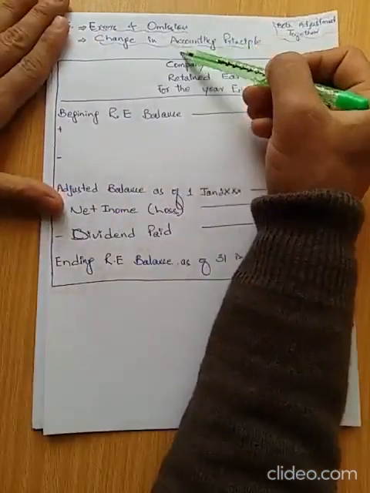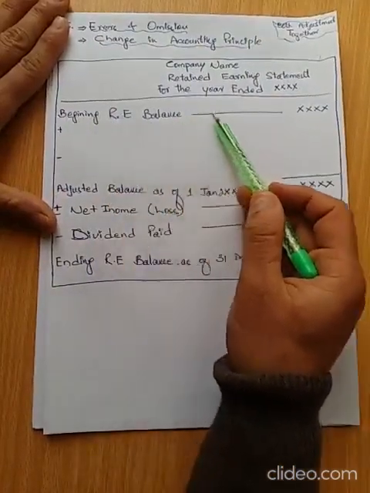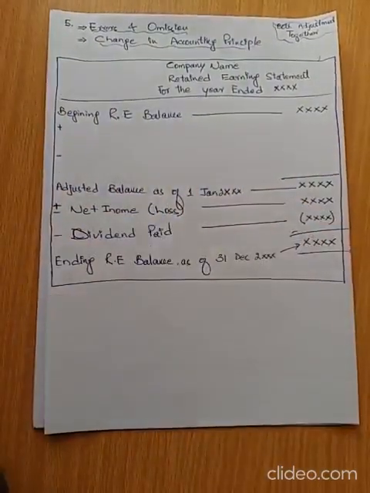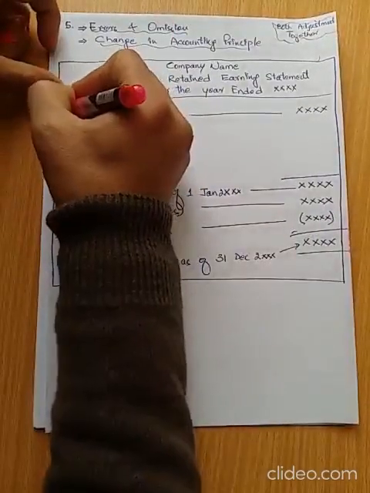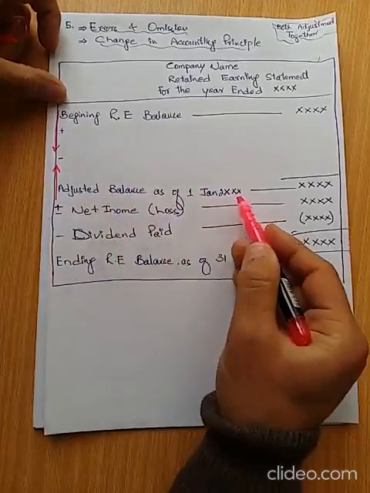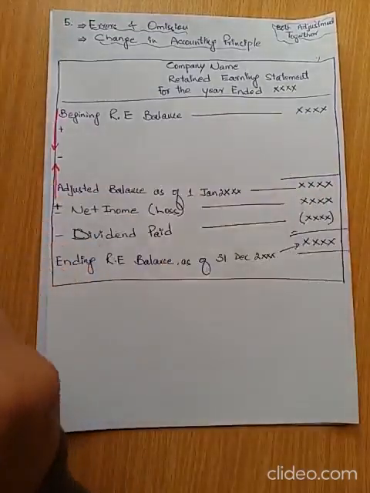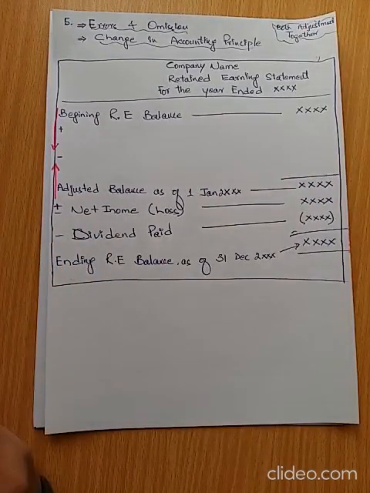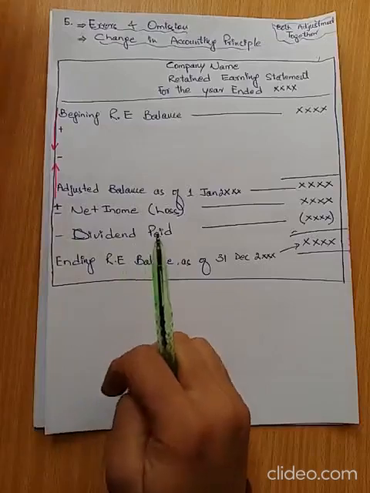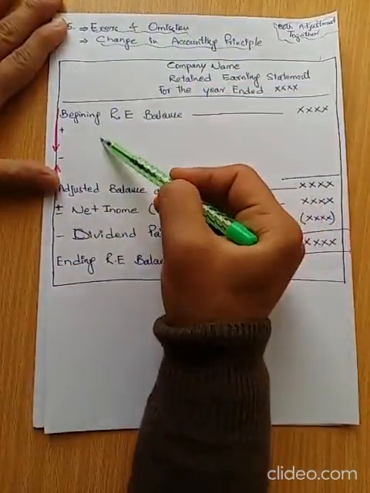So if you do have these two irregular items, this is the place: right after the beginning balance. Remember it, okay? Right after writing the beginning balance, and before this adjusted balance of 1st January, this is the place where you're going to do the adjustment. So let's say we mistakenly forgot to record depreciation in the previous year, and this year we realized that, oh, I made a mistake, I forgot it. That's kind of an error and omission mistake, so you can adjust it here.